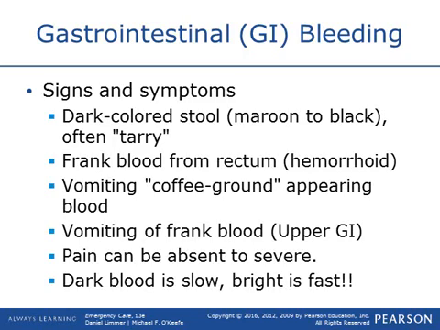Sometimes there'll be pain, sometimes there won't. So just know that if it's dark blood, that means it's slow. It's been in the GI tract, it's taken a while to process to come out one orifice or the other. But if it's bright, that's fast bleeding.